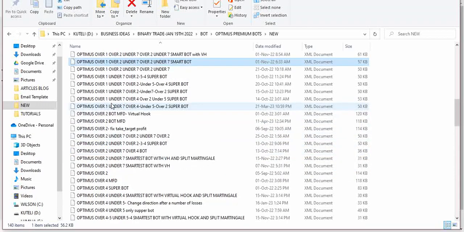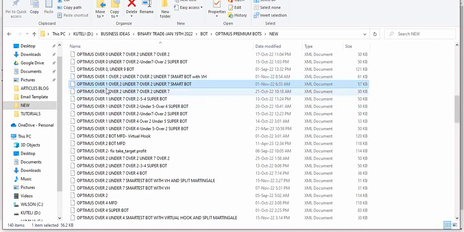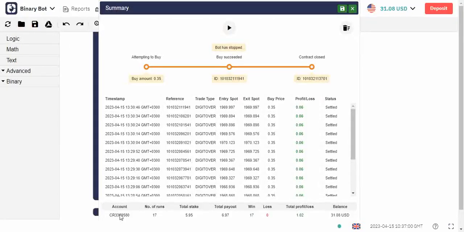The bot was trading. Yeah, I got it. So this one, yeah, it's here. It's trading on over 1, over 2, under 7, and so on. I also develop custom bots. If you have a trading idea and you want it implemented into a bot, that's my work. It's a snack for me. I will always do that job.